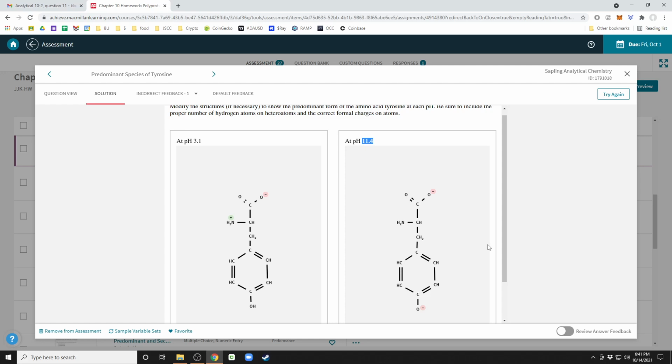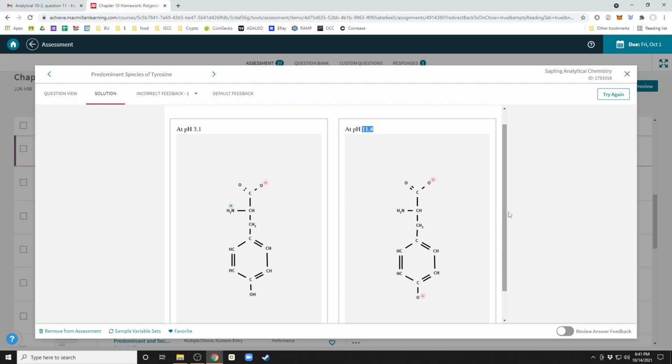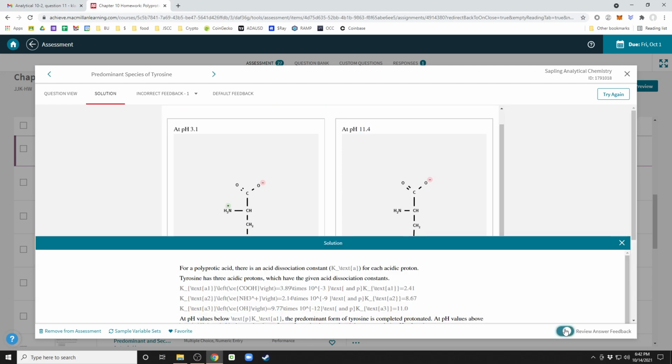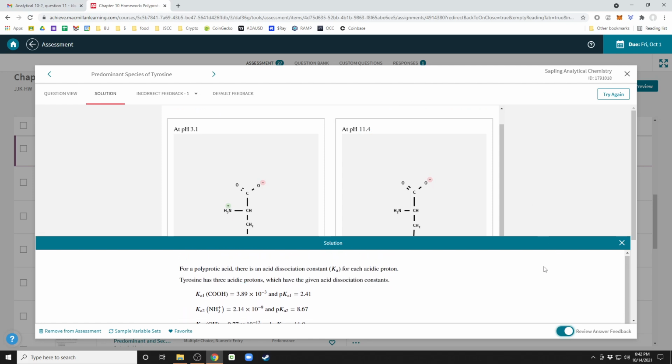How do I know exactly for sure which one of these will protonate and deprotonate? Well, those are my Kas. So what I need to look at, for a polyprotic acid, are our acid dissociation constants. Tyrosine will have 3 of those. It has a Ka1, and that's for this COOH, or in this case, because it's already deprotonated, COO minus, the carboxylic acid group. That you would expect to start deprotonating.